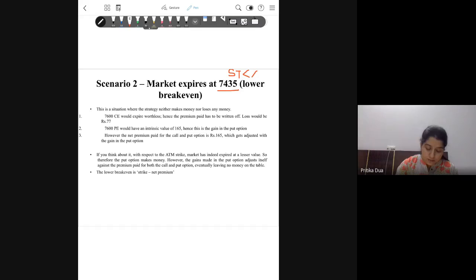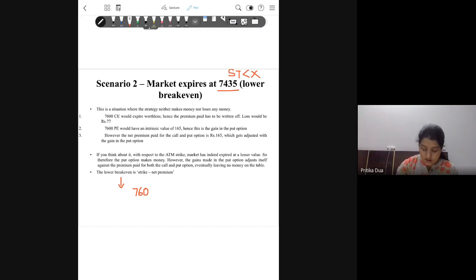क्योंकि आप शेयर आप सेल कर रहे हो 7600 में, when others are selling at 7435, so you see you are making a profit of 165, but you have also paid a premium of 165 on this strategy, so you reach a situation of break even, that is no profit, no loss.